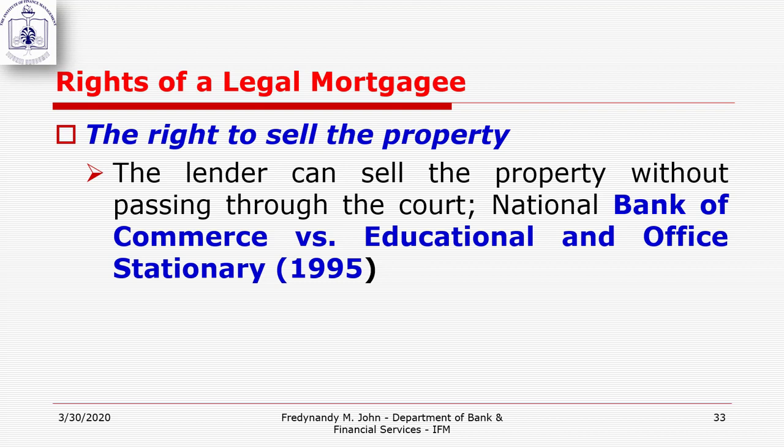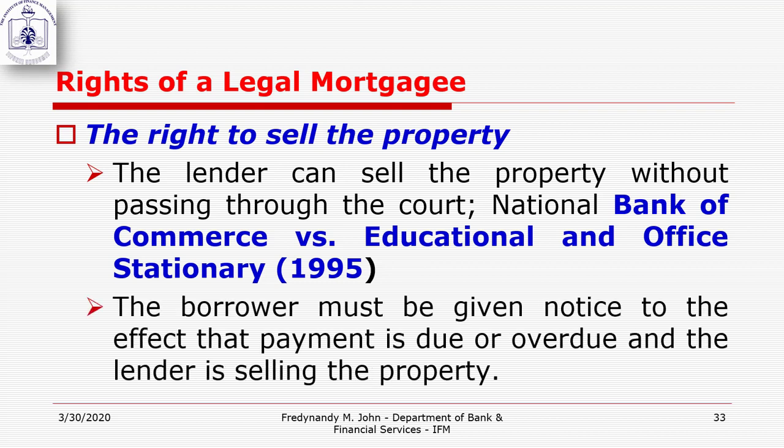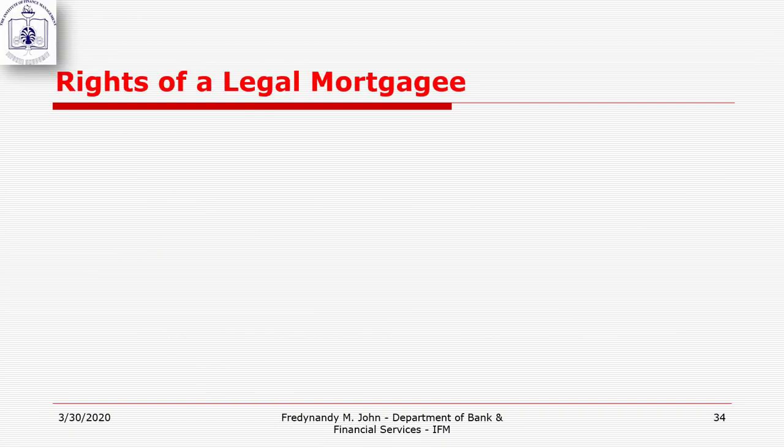In case of default, the lender is allowed to straightforwardly realize his funds, the borrowed funds, from the selling of the mortgaged property. The borrower, however, must be informed, must be given sufficient notice that his debt is overdue and that the lender intends to sell that particular property. So even though the legal mortgage gives the lender the right to sell the property without going through court procedure, he is still obliged by law to inform the borrower about the intention to sell his property.